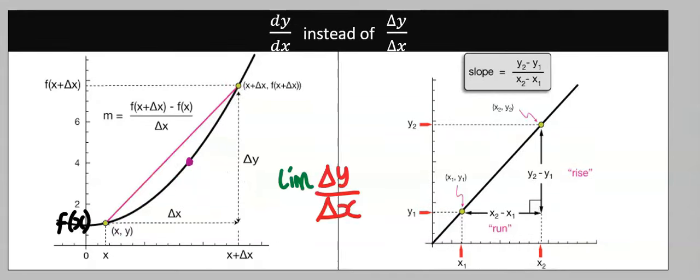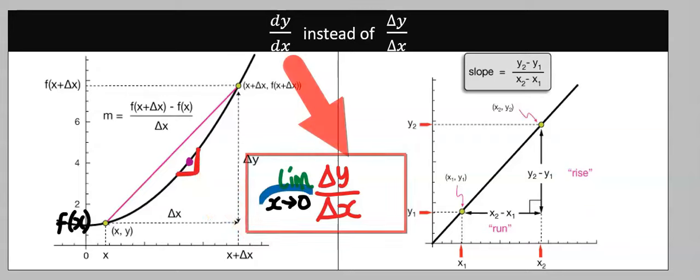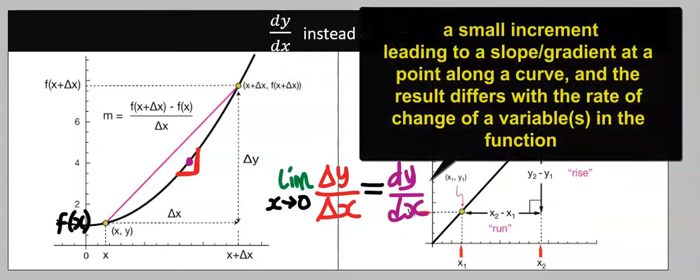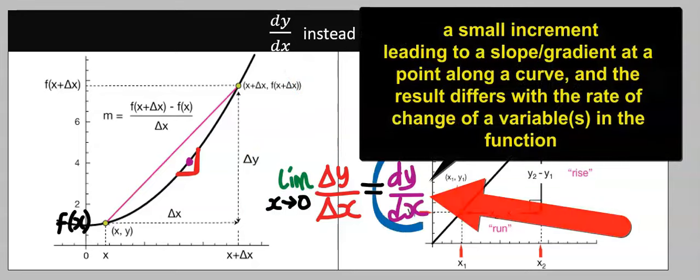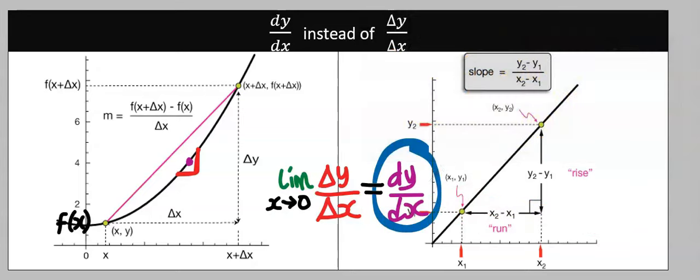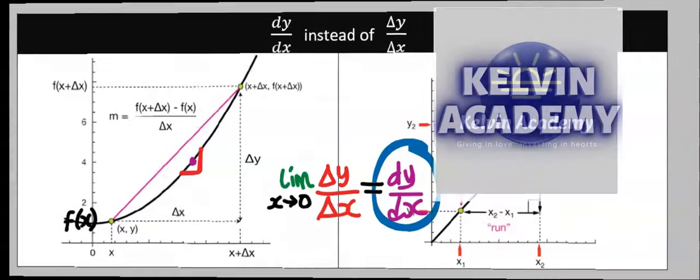Hence, I will start to shrink this triangle so small that the limit is running closer to 0 but not equal to 0. By so doing, I will now obtain dy dx. This is the concept of limit functions in precalculus.